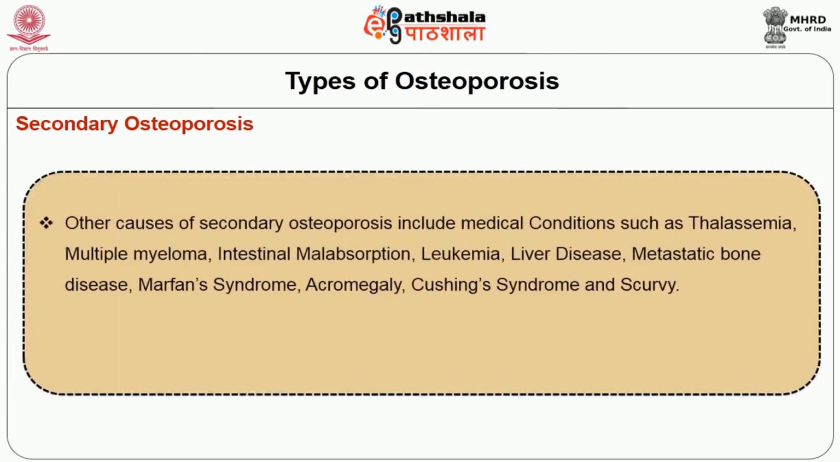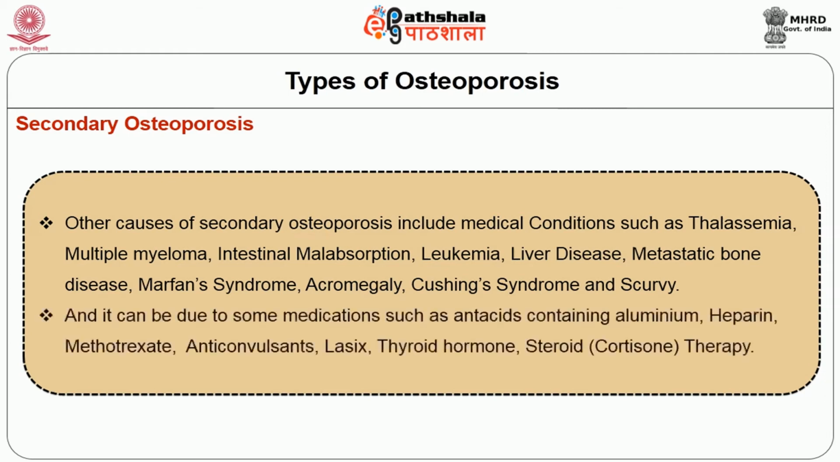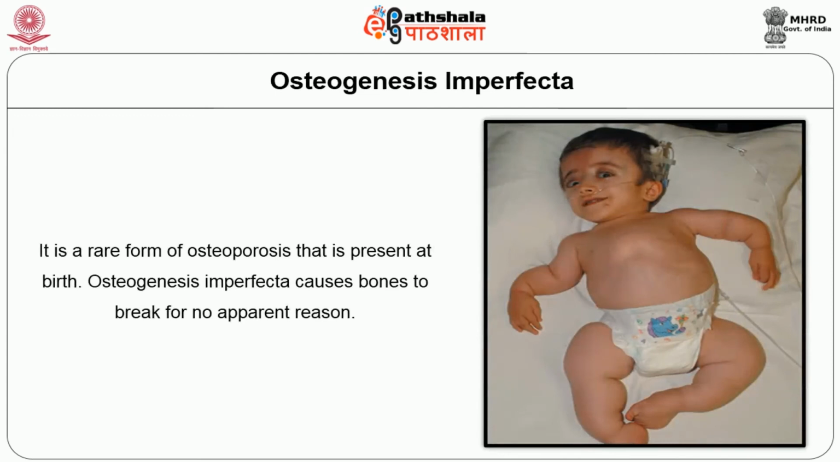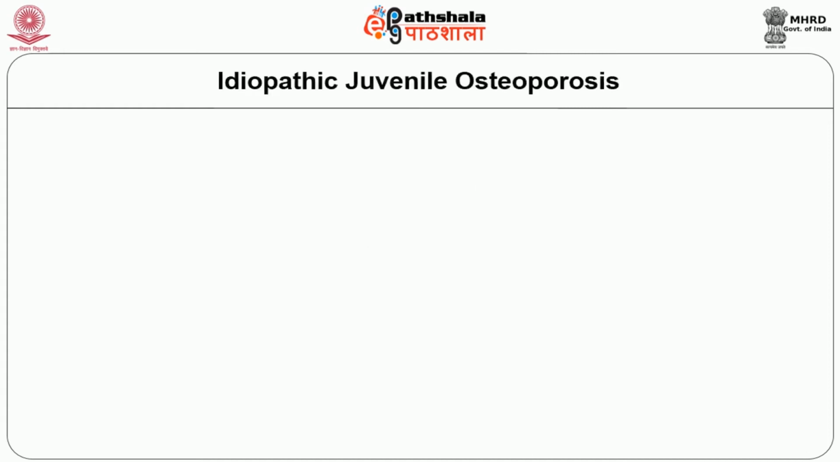Disorders lead to the expansion of the bone marrow cavity at the expense of bone and can affect your bone strength, leading to osteoporosis. The other causes of osteoporosis also include other medical conditions such as thalassemia, intestinal malabsorption, acromegaly, Cushing's syndrome, to name a few. And it can be due to some other medications such as antacids and sometimes due to thyroid hormone itself. The third type is osteogenesis imperfecta.